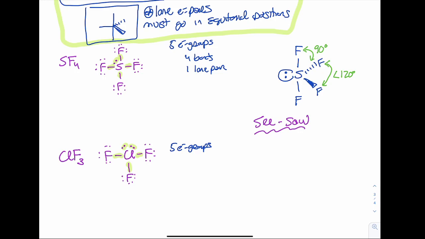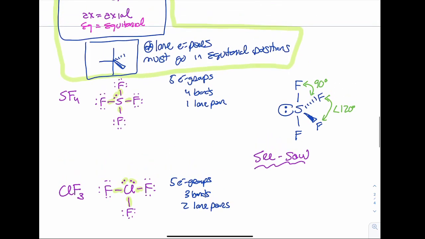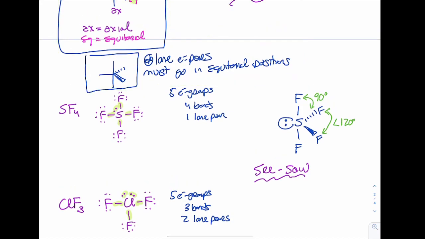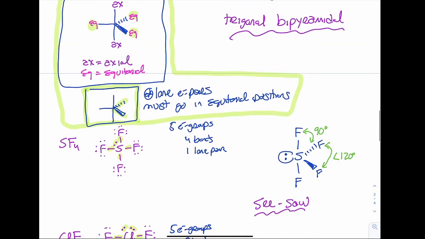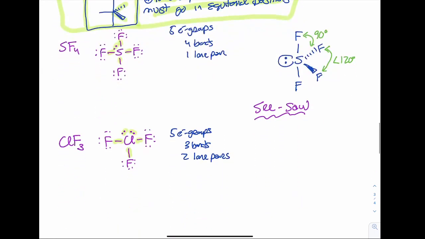Of those 5 electron groups, 3 of them are bonds, and then 2 of them are lone electron pairs. And again, our lone pairs have to be in the equatorial position. So this time when I draw it, I'm going to put my lone pairs actually coming in and out. So I'm going up to this here, and I'm going to put my lone pairs in those 2 positions. You can put it in any of the 3 equatorial positions, but again, they have to be equatorial. So lone pairs, right, must go in our equatorial positions.